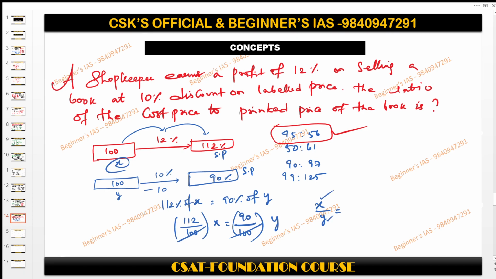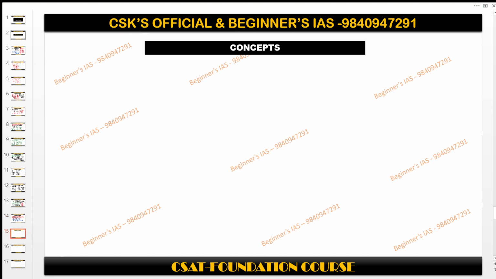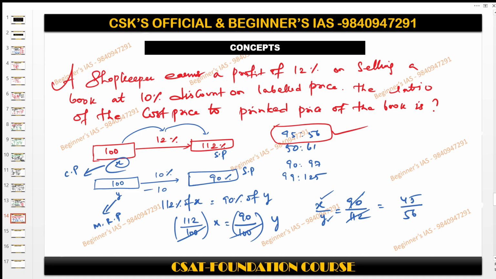The marked price is nothing but Y. This is nothing but the MRP. This is nothing but CP. Clear? So 90 by 112. You can cancel with the two table, then 45 by 56. People understanding? Okay. Now next one. Could you go back to the previous slide just for a second? Got it. Thank you.